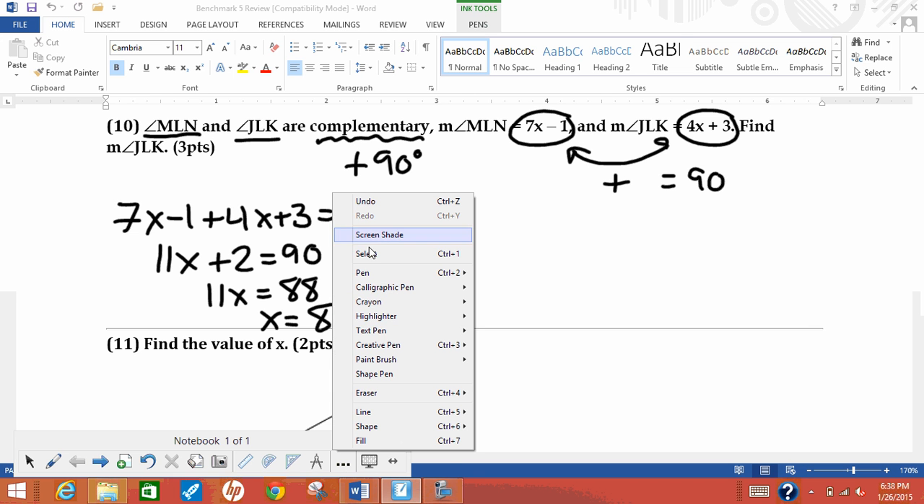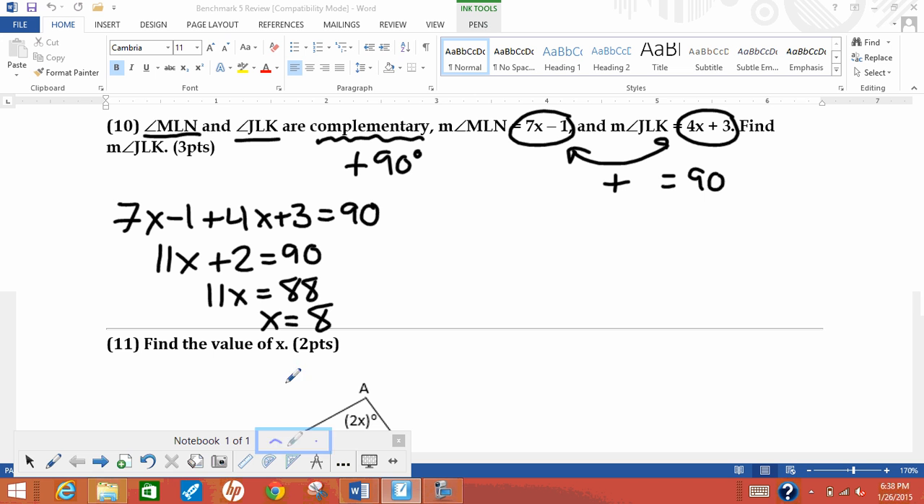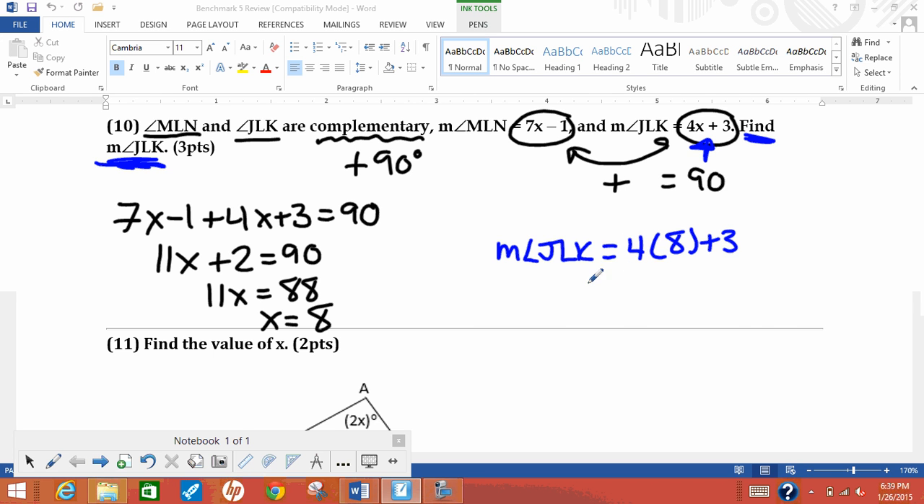Now let's go back and see what I was actually asking you to tell me. I wanted you to find the measure of JLK. JLK was 4x plus 3, so I'm going to plug 8 in for x there. 4 times 8 plus 3 is 32 plus 3. The measure of angle JLK is 35 degrees. So finding x was good. Plugging in and getting 35 is better. That's the answer I'm looking for.